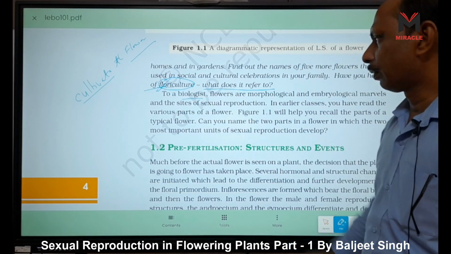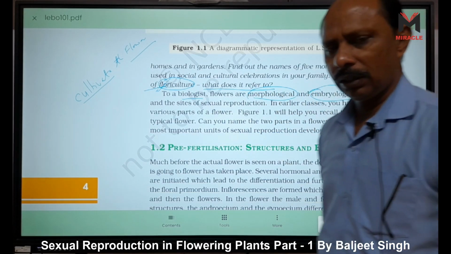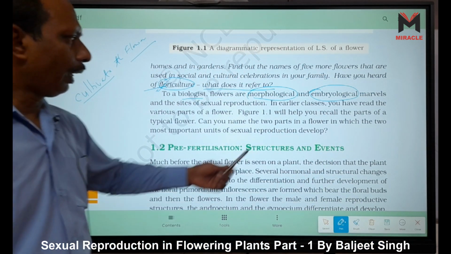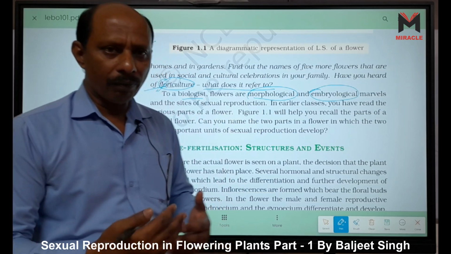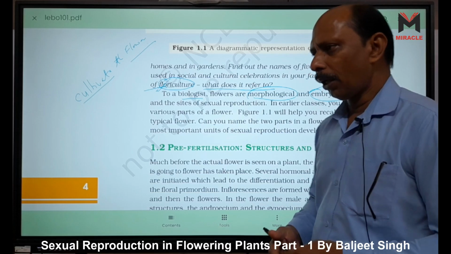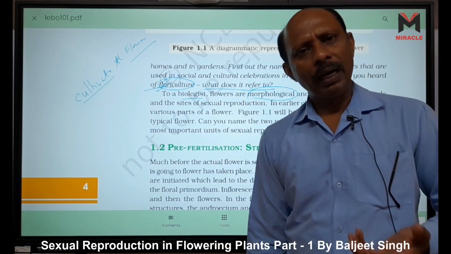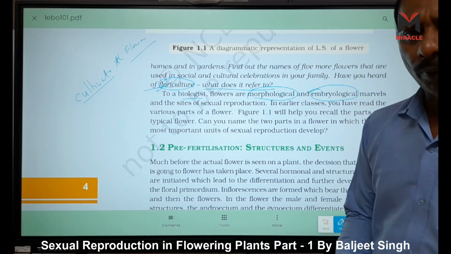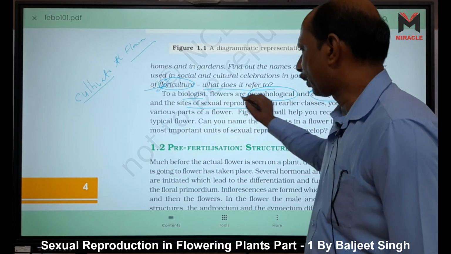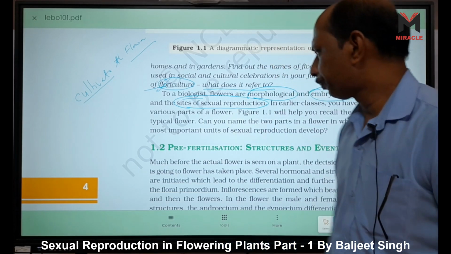To a biologist, flowers are morphological and embryological marvels. Morphological means structural, external structure, and embryological means how they develop, how an embryo is formed, how a new organism is formed. Because we get variations. How do we get variations? From hybridization, and hybridization is only possible through flowers. The flower is a marvel and the site of sexual reproduction. The flower is also called the unit of sexual reproduction, right?